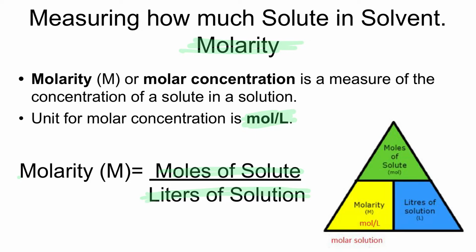And here's a handy triangle where you have moles of solute, molarity, liters. Moles of solute divided by liters, you get molarity. Moles of solute divided by molarity, you get liters. Liters times molarity, you get moles of solute. So if you have two of those items, you can solve for the other one.